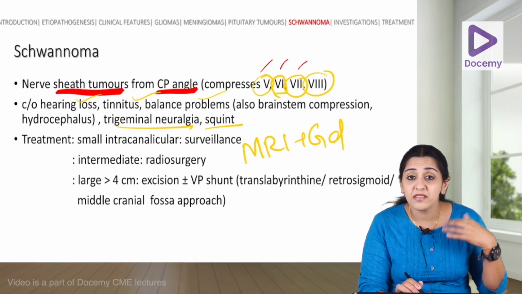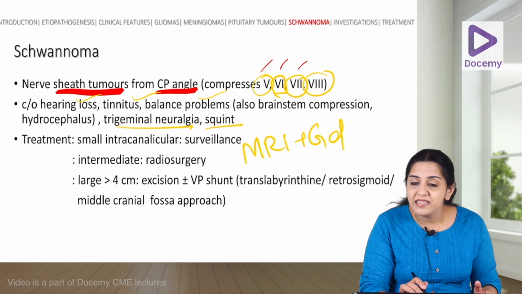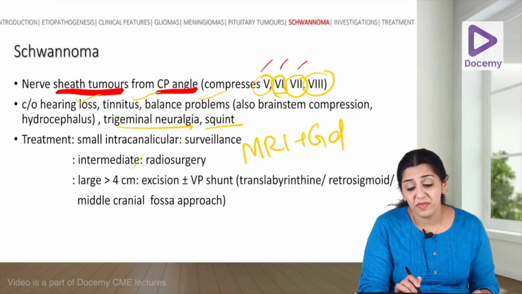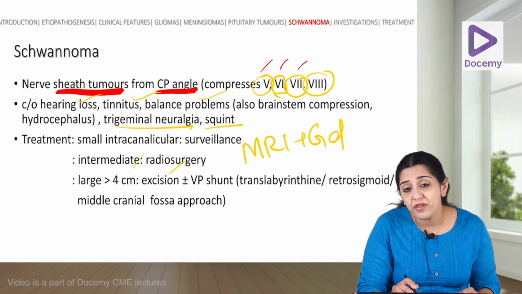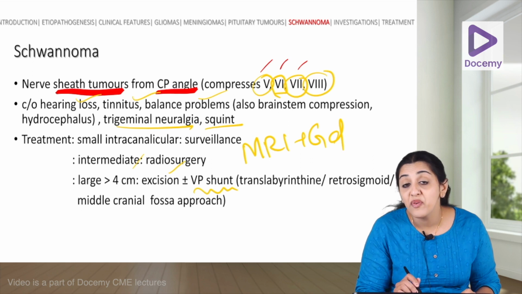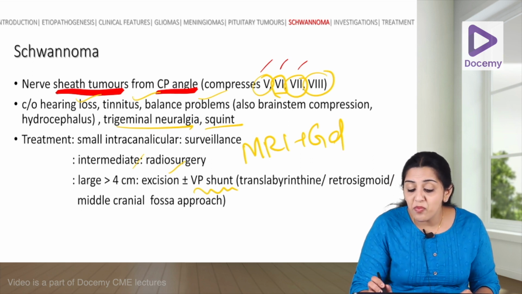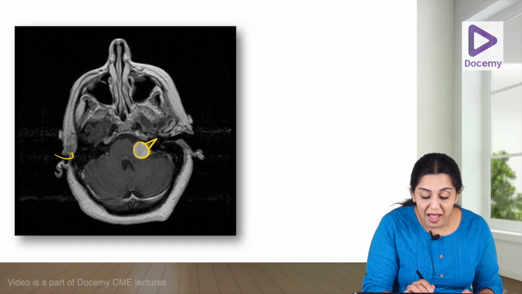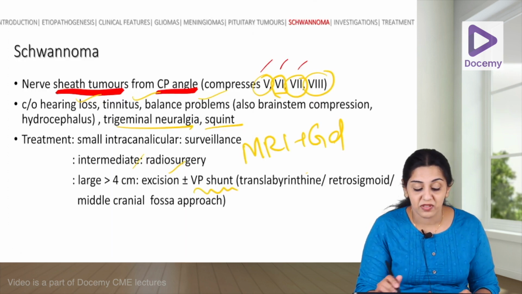Because surgery is more harmful than not doing a surgery. If it is an intermediate lesion, you can try radiosurgery. If it is more than 4 cm, causing pressure effects and all that, you have to excise the tumor, and for the hydrocephalus, you may have to do a VP shunt or the ventricular peritoneal shunting. And what are the approaches? Translabyrinthine approach, retrosigmoid approach, etc. Also the middle cranial fossa approach.